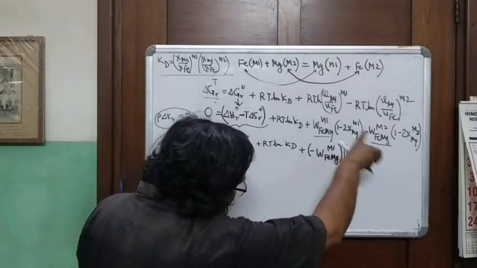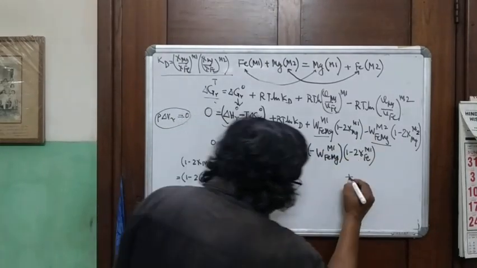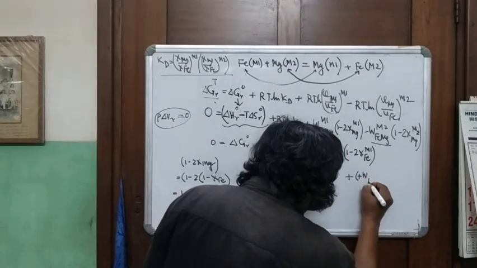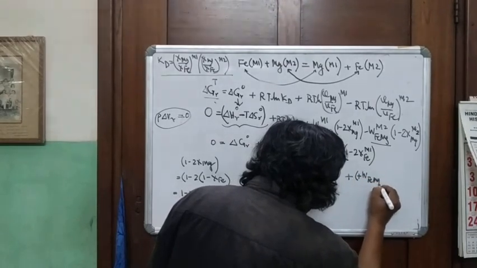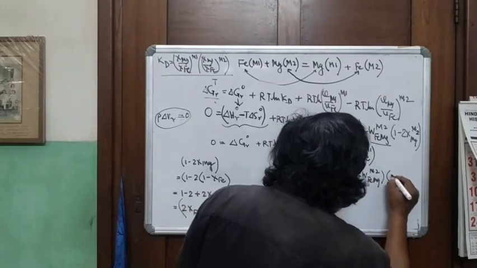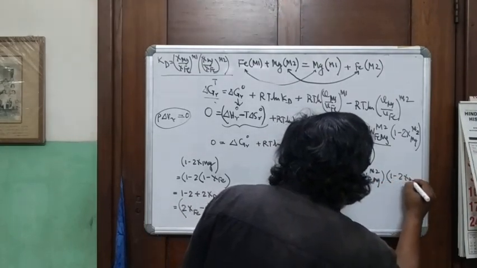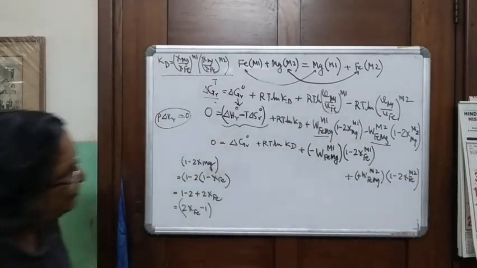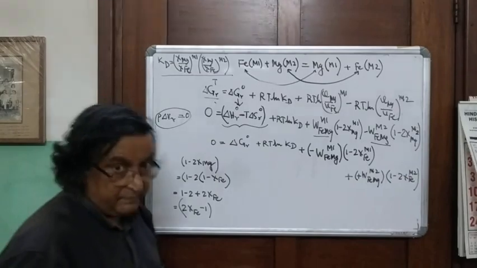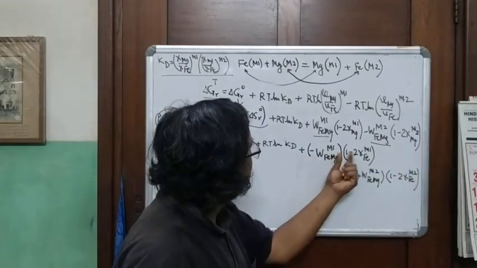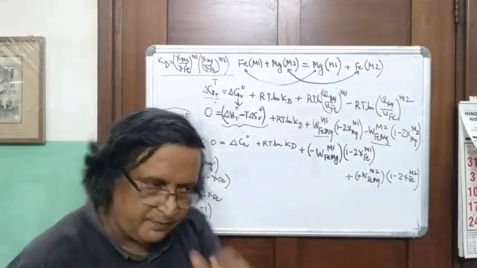Now you can see I can do the same thing here. And this will become plus W femgm2 into 1 minus 2x femg2. It would be the same. The expression would still be the same. Only thing, this minus plus interchange has to be done.